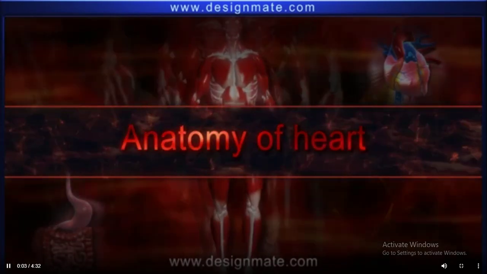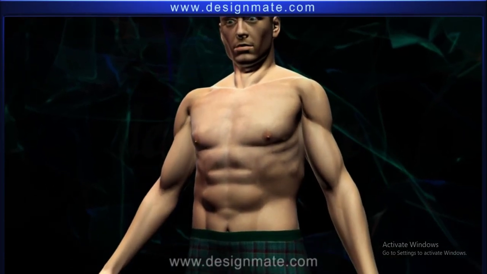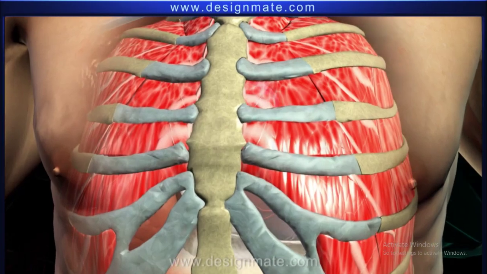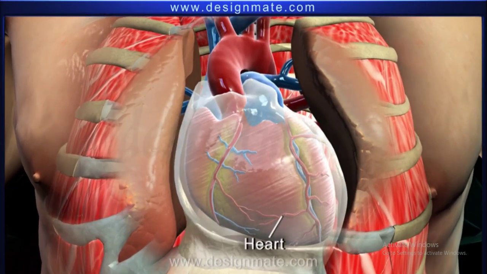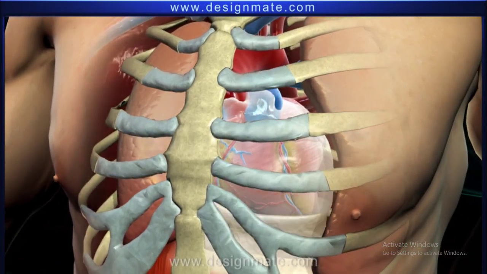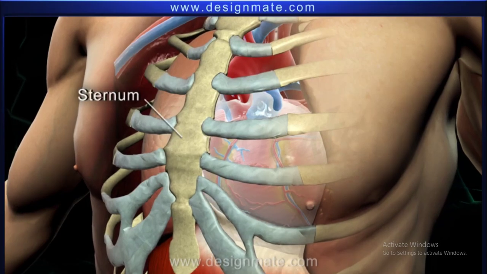Anatomy of heart. The heart is located inside the rib cage, situated behind the sternum between the lungs.